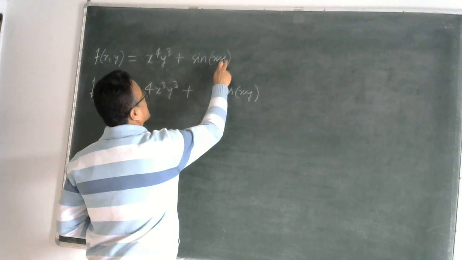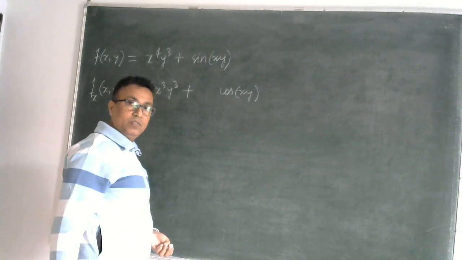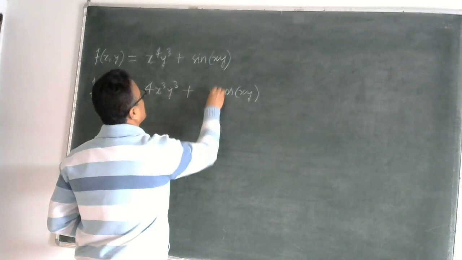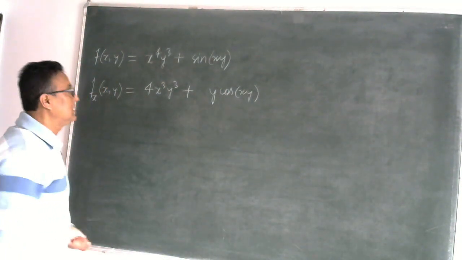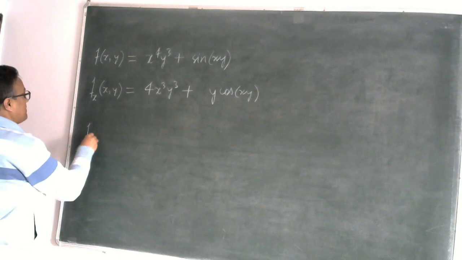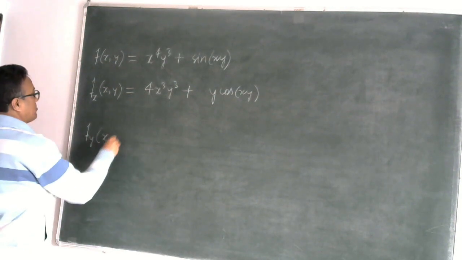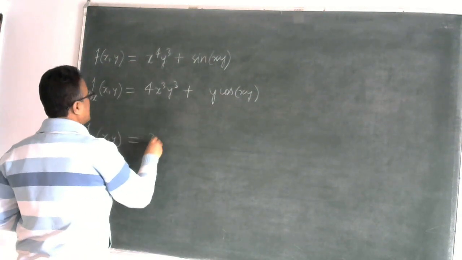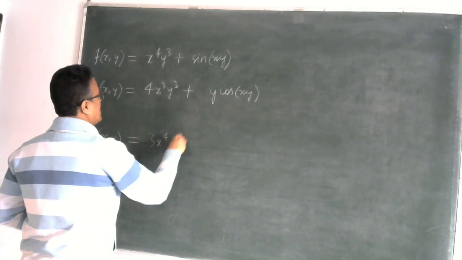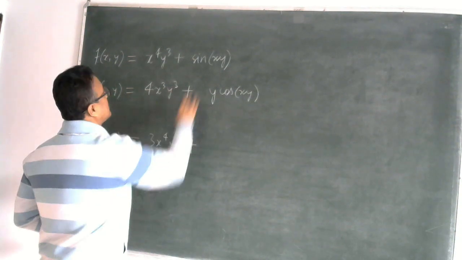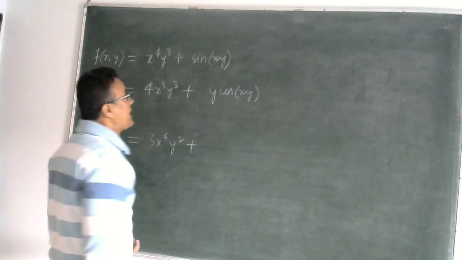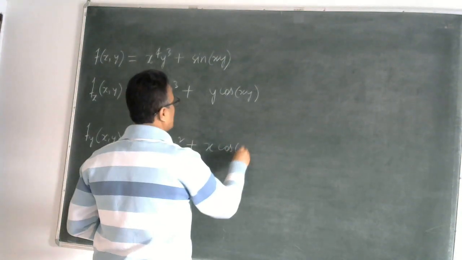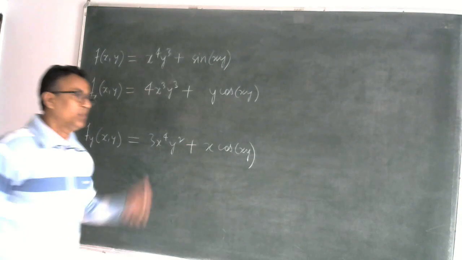Again, since y is constant, if I differentiate xy with respect to x, that is going to give me y cos xy. Likewise, if I find the partial derivative of this function with respect to y, this part is going to give me 3x to the power 4 y squared, and because x is constant, this part is going to give me x cos xy.